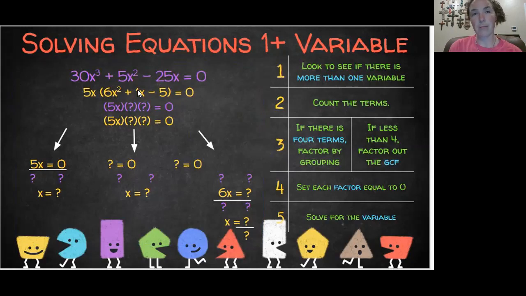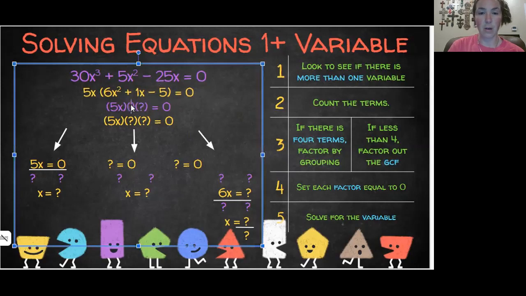So 1 and 30, that's going to make 31 or 29. 2 and 15, still not going to make 1. 3 and 10, that's going to make 7. 4 doesn't go into it, and then 5 and 6. So there it is, 5 and 6. And in order for this to be positive, we would have to do the positive 6. So I'm going to do 6x plus 6.